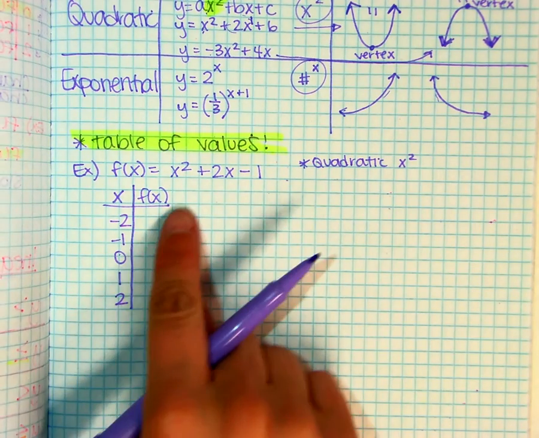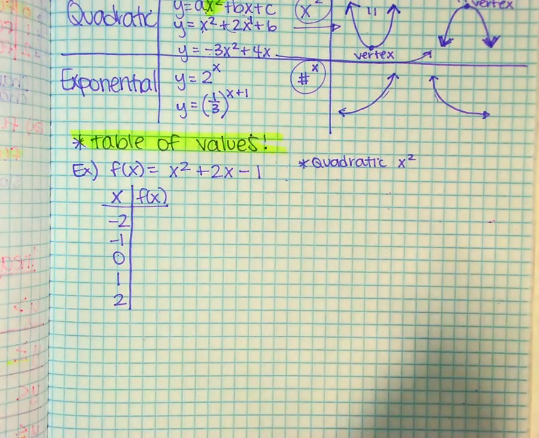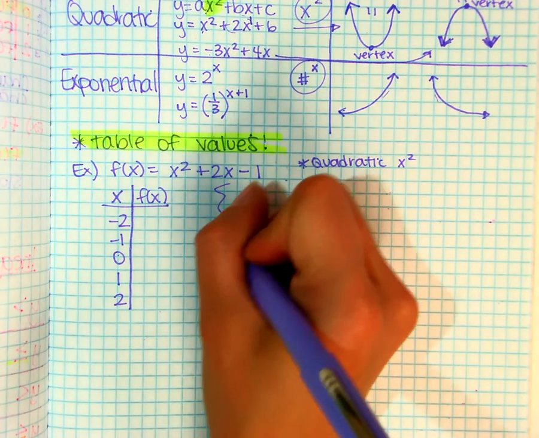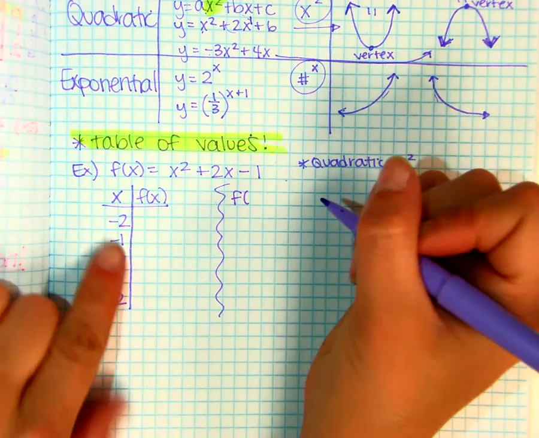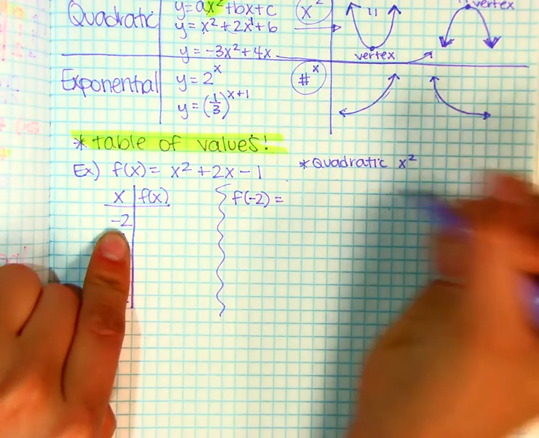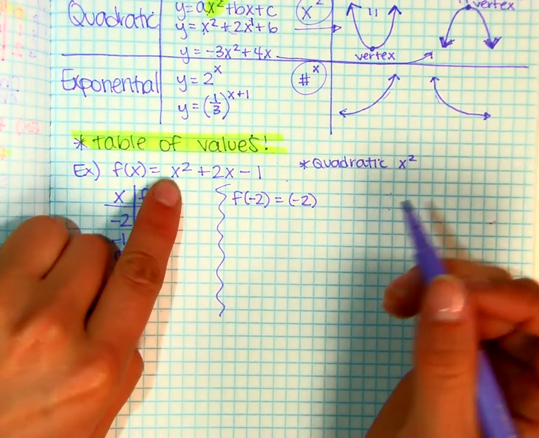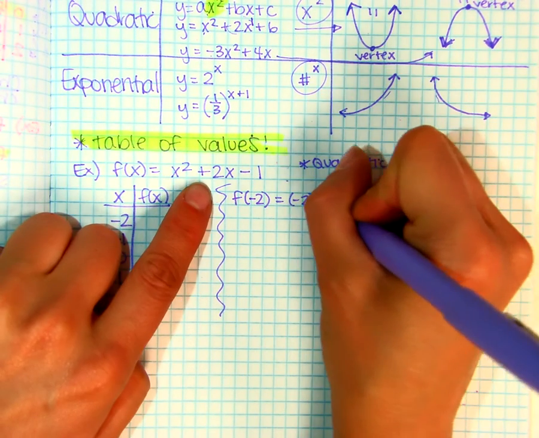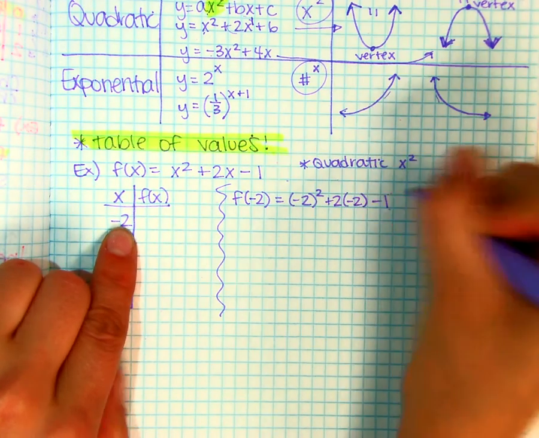And what we're going to do is literally just plug it into this equation. I'm going to take up a lot of space here, so I'm going to show my scratch work over here. If we have f of -2, then we're going to plug that in for every x value. You guys learned how to do this in topic B. Plus 2 times -2 minus 1.